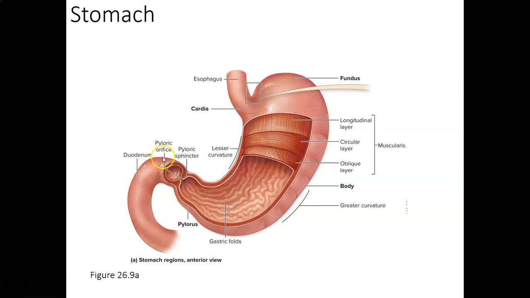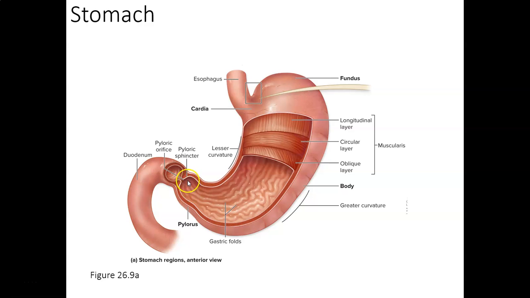So let's look at the structure of a stomach. So here the stomach is made out of 4 major parts. The first part is called cardia. That's the area right next to the esophagus. The next part, the top part of the stomach, is called the fundus. And then the bulk of the stomach is called body, and the very tail of the stomach is called pylorus.